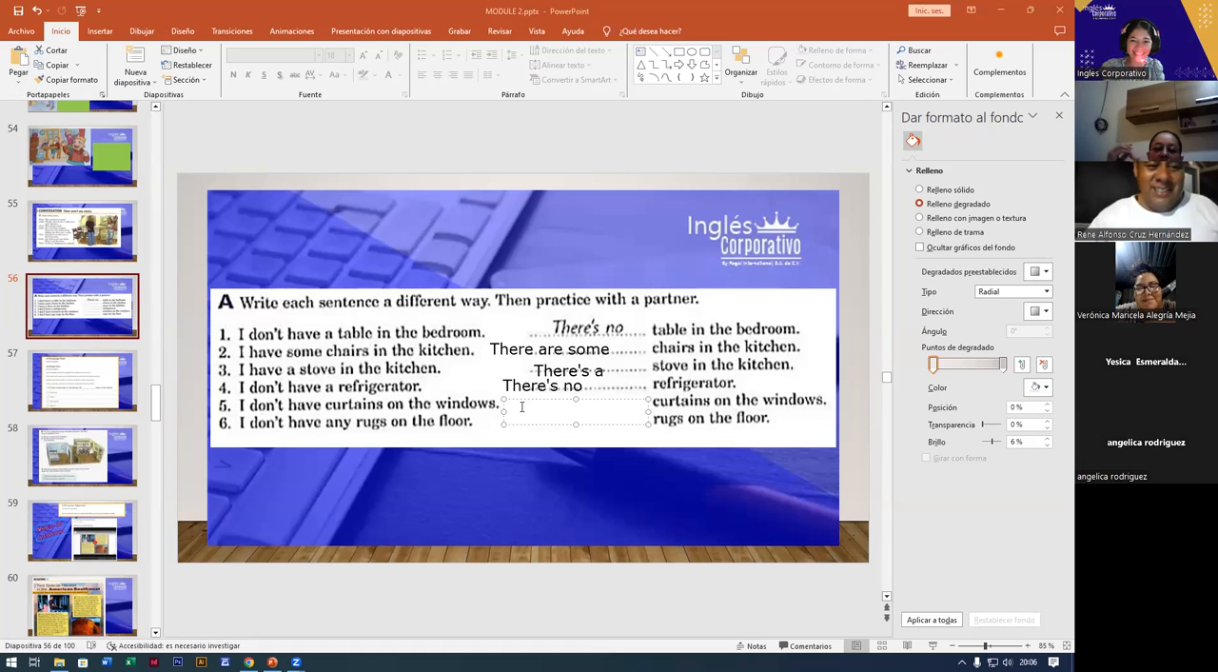Okay, let's see. María de Los Ángeles, example five. The other option. There aren't curtains on the windows. Very good. And what about to put emphasis? Do you remember what we can use? There aren't some or any? Any, perfect. Any is for negative and some is for affirmative. That's correct. There aren't any curtains on the windows. So we have two options there, right, to say it. What about number six?